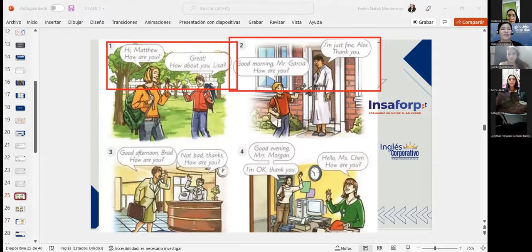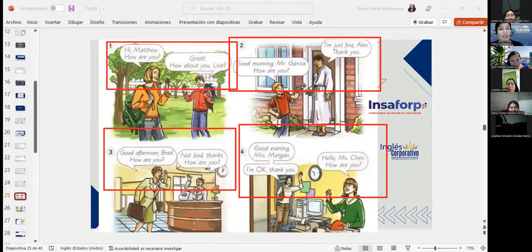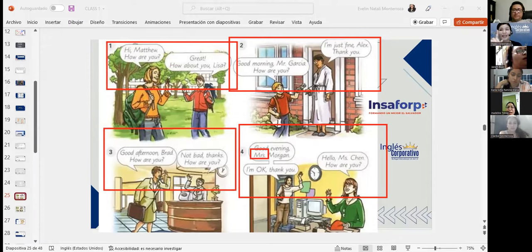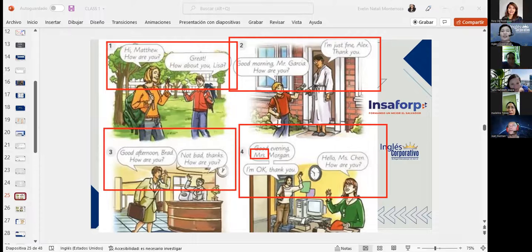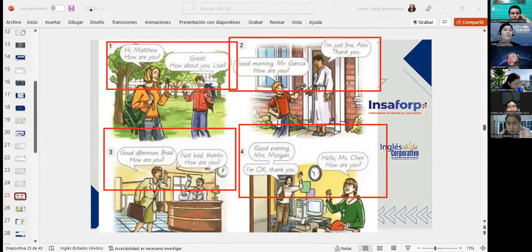The next one. Good afternoon, Brad. How are you? The next one. Good evening, Mrs. Morgan. Hello, Miss Chen. How are you? Important. You say Mrs. Morgan. Mr. es para los hombres. Miss es las solteras, right? Este es Miss. Este es Mrs. Okay, so you say, good evening, Mrs. Morgan. Hello, Miss Chen. How are you? I'm okay. Thank you.